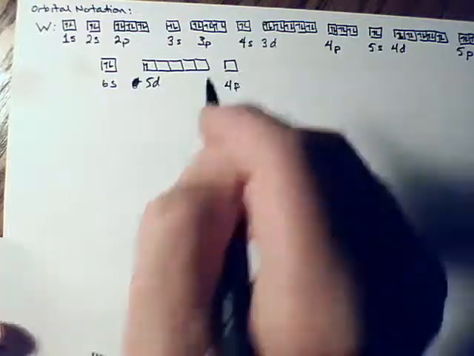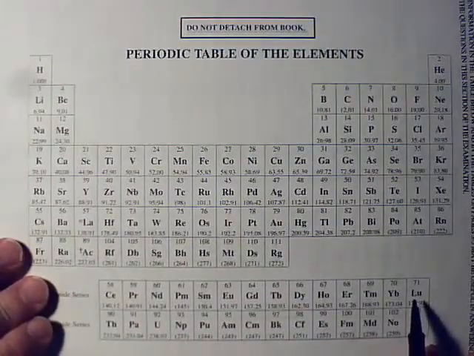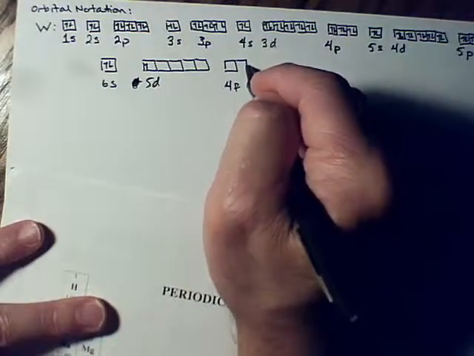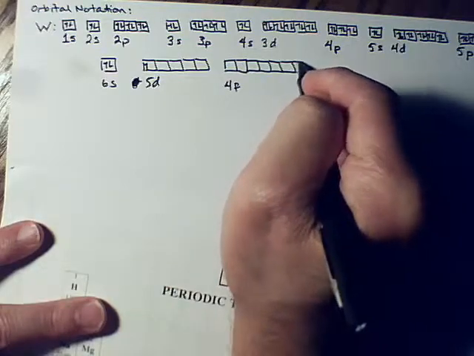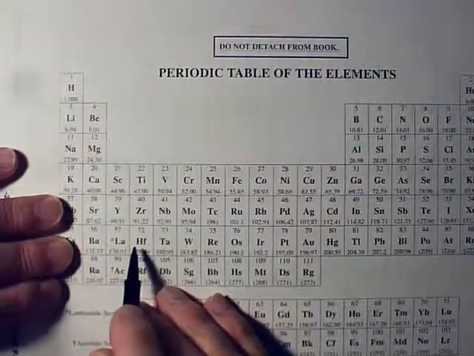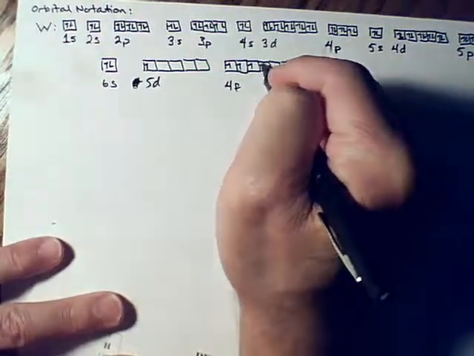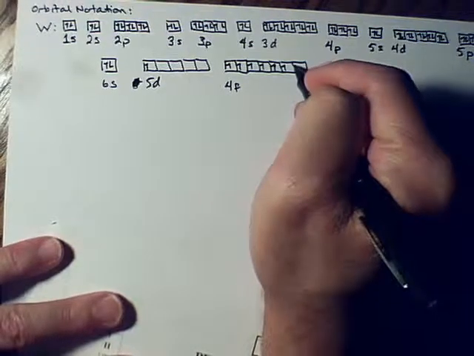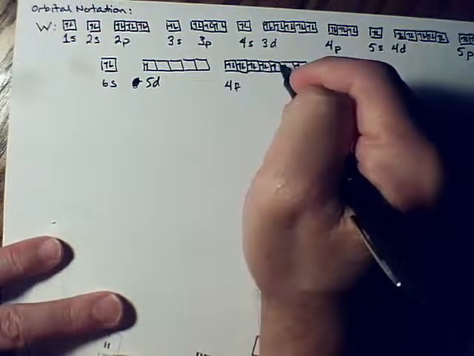And 4f has 14 atoms. That means we need 7 orbitals. 1, 2, 3, 4, 5, 6, 7. And this whole row down here gets filled up before we get back up here to hafnium. So 1 in each orbital, and come back and pair all these up.